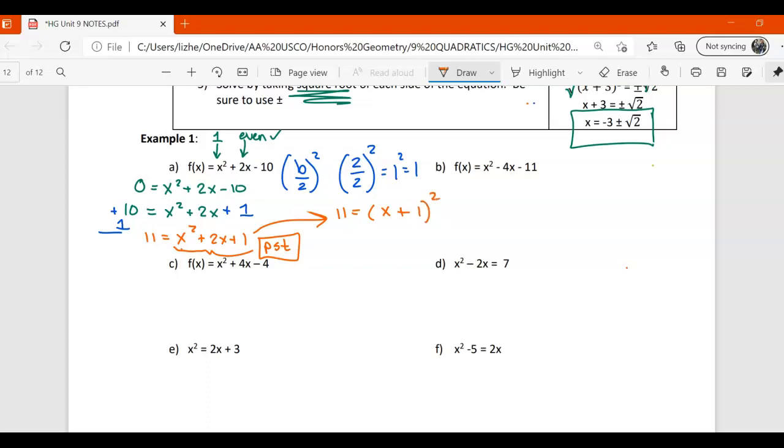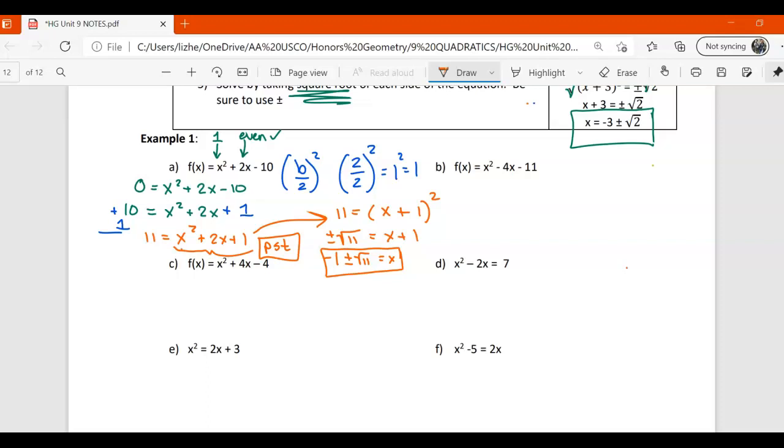And so now we're going to use square roots to solve that. So I'm going to square root both sides, and I have plus or minus the square root of 11 equals x plus 1. So to get x alone, I subtract 1, plus or minus the square root of 11 equals x, and there's my answer. I have two answers. Okay, let's do another one, b.